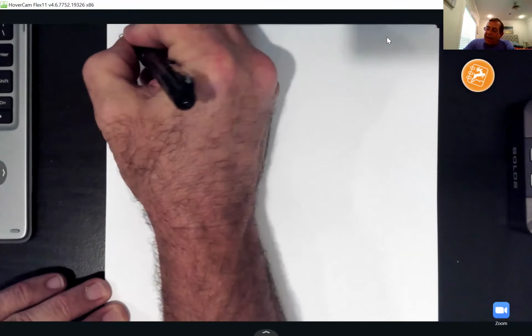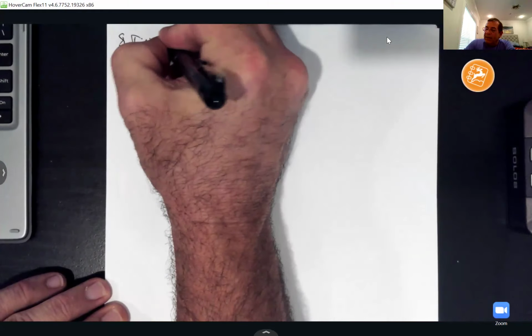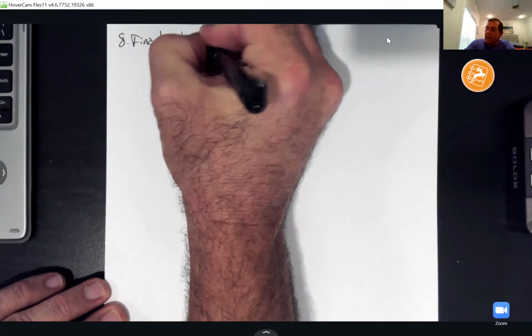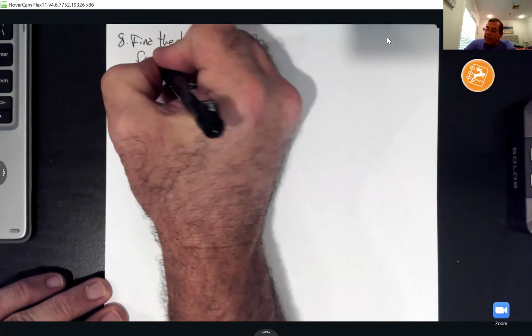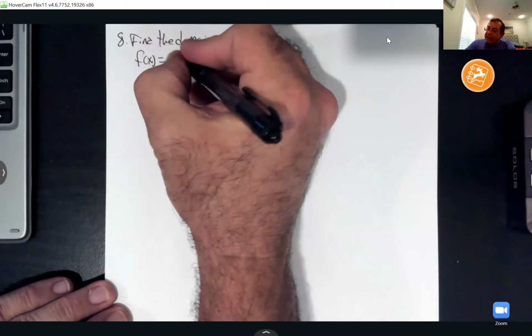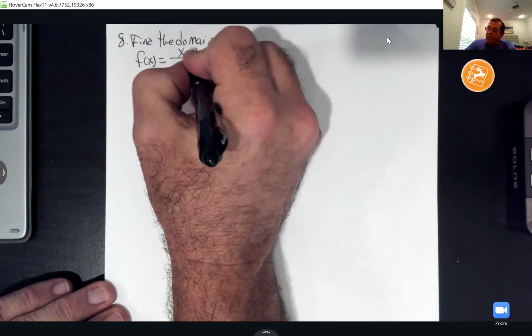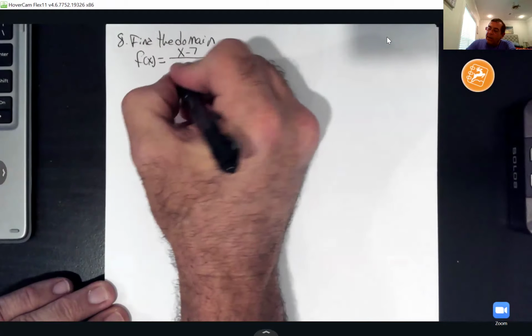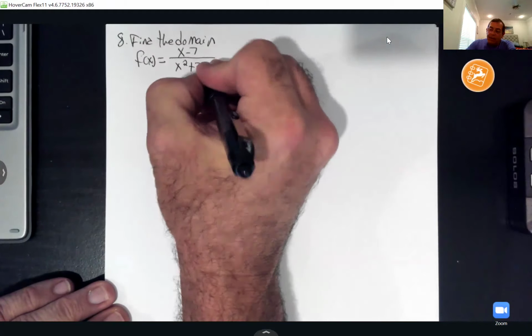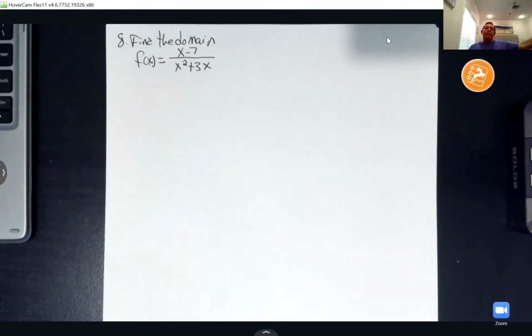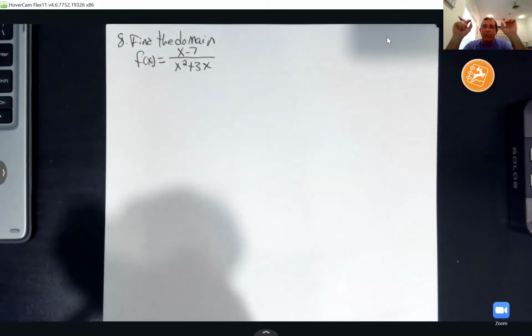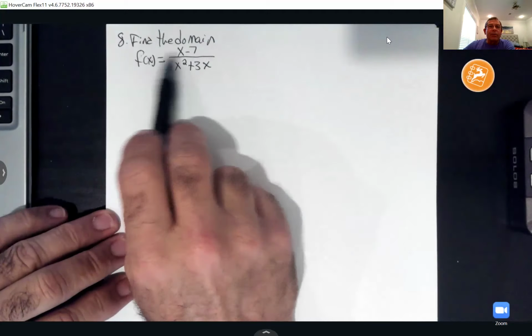Number 8 says, find the domain. Now, they're giving me f of x equals x minus 7 over x squared plus 3x. And they want it in interval notation, okay? So we'll start at negative infinity, we'll end at positive infinity, but we'll use the unions to cancel out numbers we don't want. All right, so it's a domain problem.